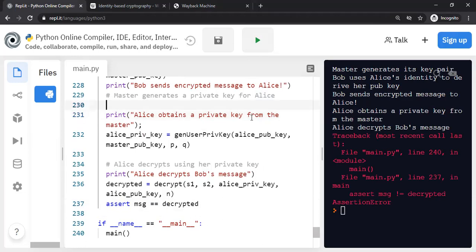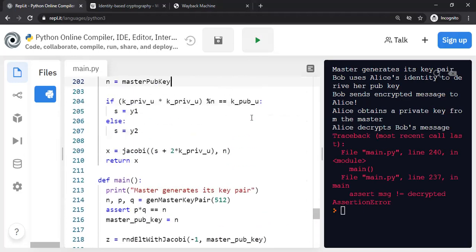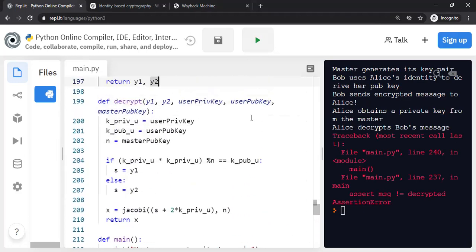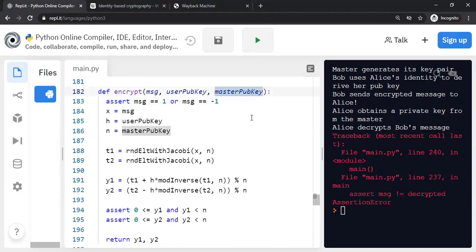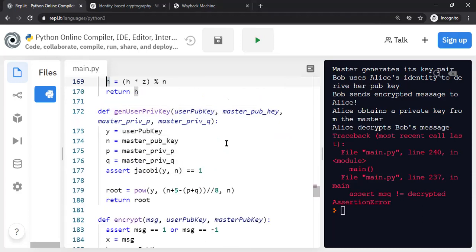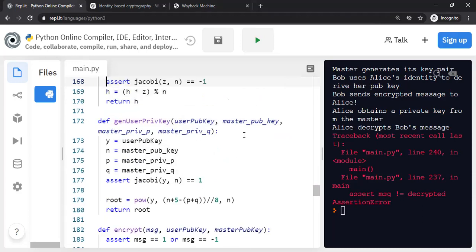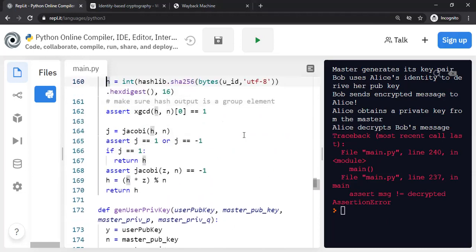The important stuff I have shown on the whiteboard are basically coded here. How is the encryption process? Encryption process requires the user's public key, the recipient's public key, and the master public key. And the recipient public key is derived based on her identity. That's the beauty in the system. And the rest are all the same as what I have shown on the whiteboard. And the decryption process is over here.